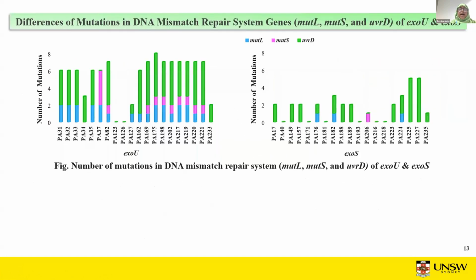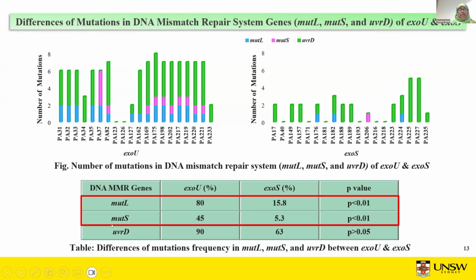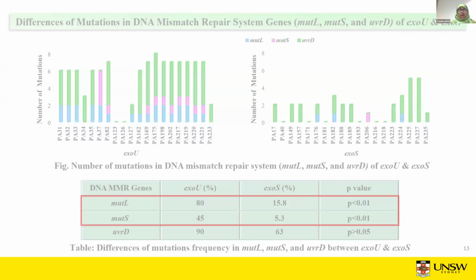As the ExoU strain had a higher number of mutations, I then tried to find out why. For this, I analyzed the DNA mismatch repair system genes mutL, mutS, and uvrD, which are involved in correction of mutations during DNA replication. I found that even here, the ExoU strain had a higher number of mutations, and the difference was significant in terms of mutL and mutS. So it indicates that because of a defective DNA mismatch repair system, the ExoU group might have had a higher number of mutations.